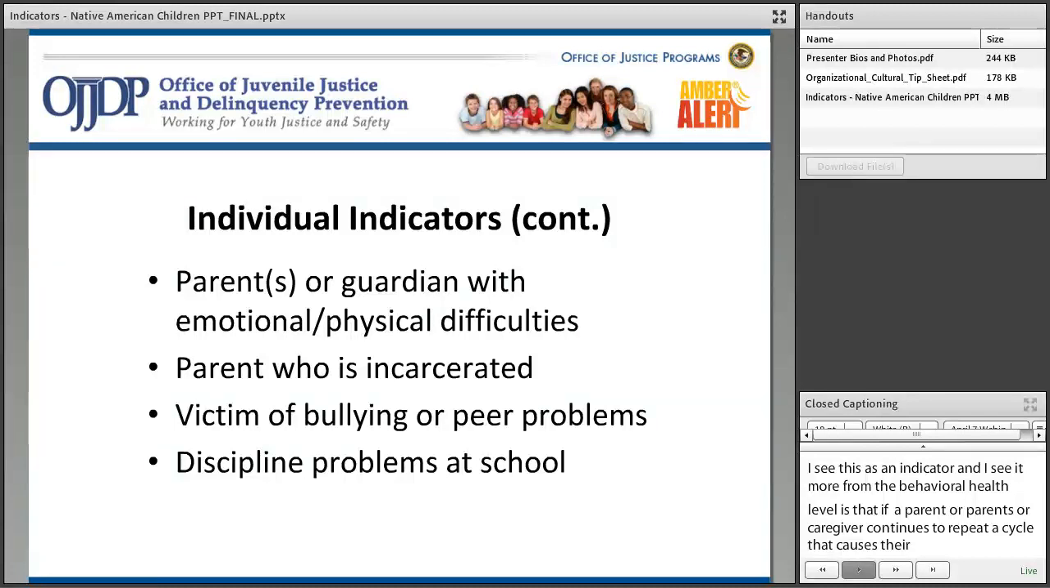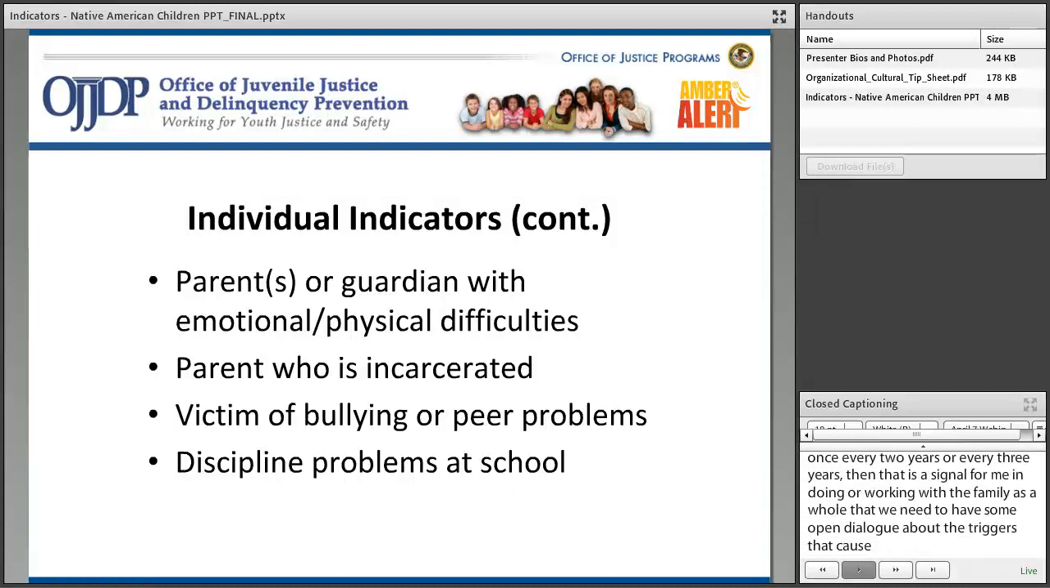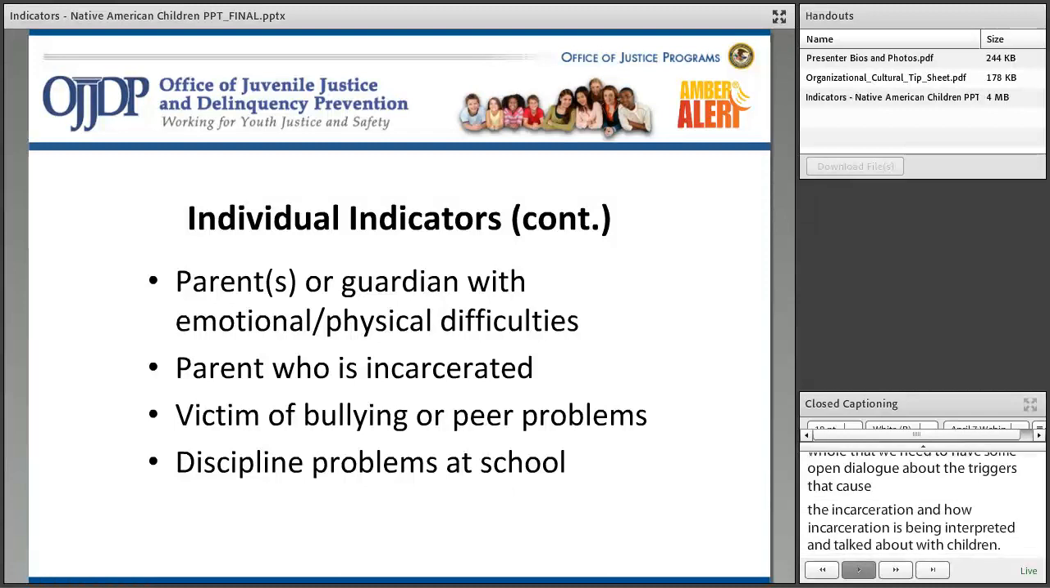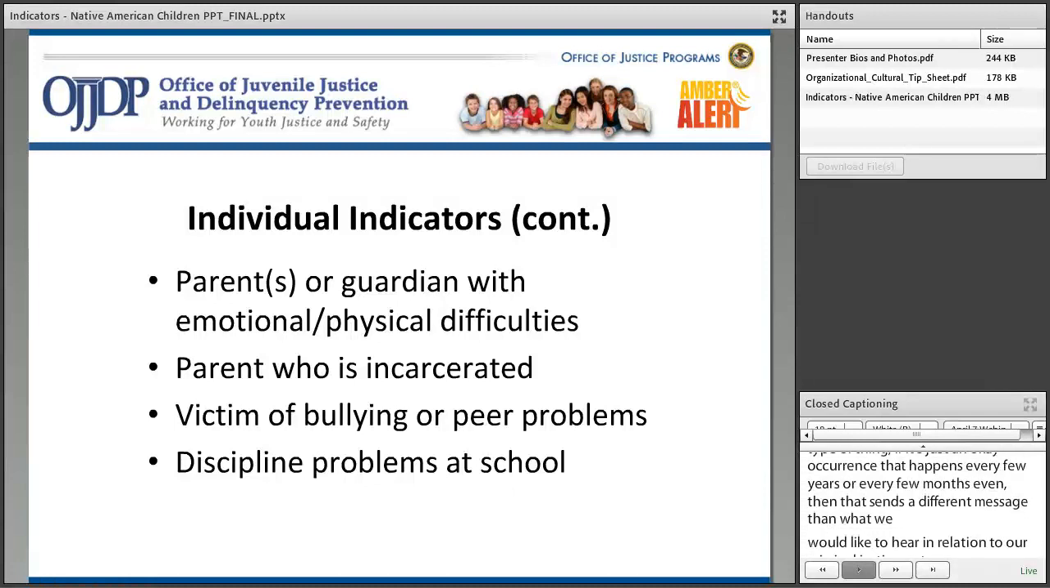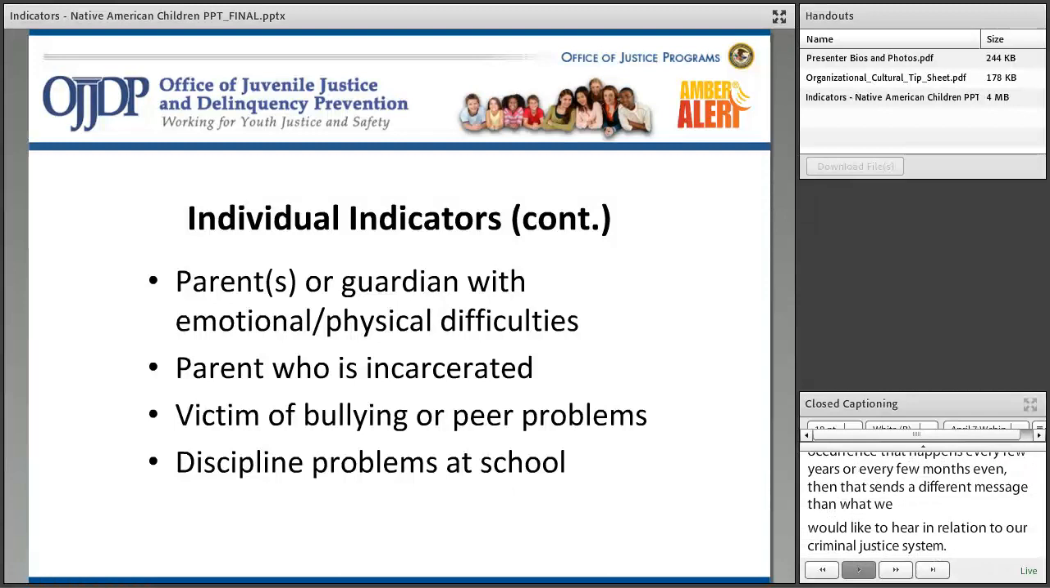Because if it's just a matter-of-fact thing, if it's just an okay occurrence that happens every few years or every few months even, then that sends a different message than what we would like to hear in relation to our criminal justice system. We'd like to see the numbers go down, but if they continue to go up and we start housing not only the adults but their children, and then we see that generational change, then obviously we need to have more communication and more discussions about family and individual thoughts about incarceration.